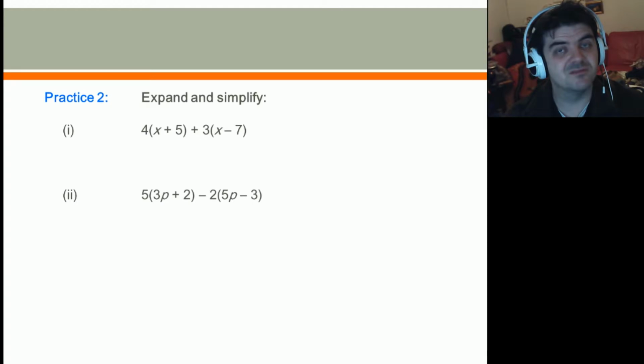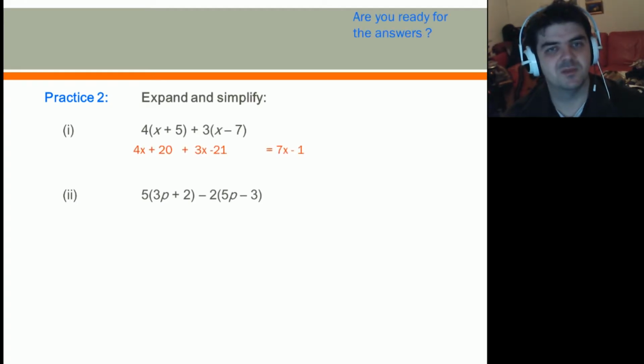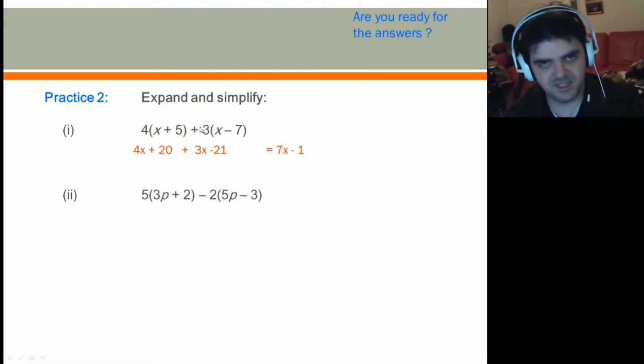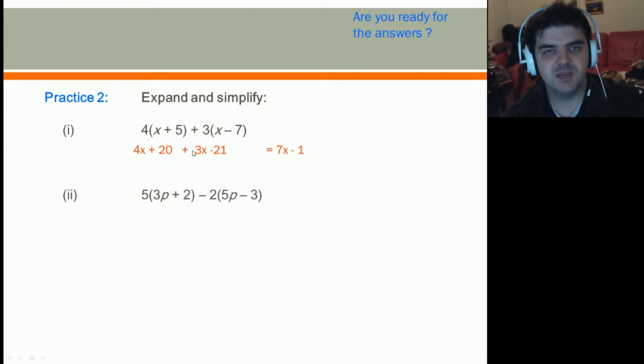Okay, pause. And I'm going to give you the results. So 4 times x gives us 4x. 4 times 5 is plus 20. Plus 3 times x is plus 3x. And plus 3 times minus 7 is minus 21. If I group those together, I get 4x plus 3x gives me 7x. Plus 20 minus 21 is minus 1.